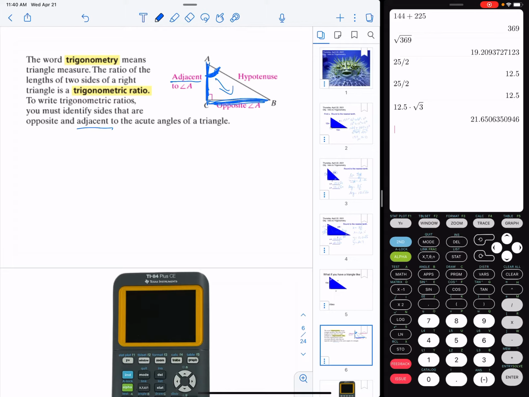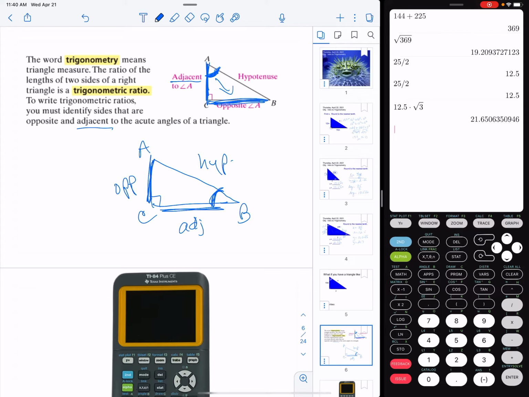Okay? Now, what if we did it the other direction? Here's this same triangle. Here's A, here's C, here's B. Okay, so this is still going to be the hypotenuse always. But what if I chose angle B instead of angle A? Well, then if I chose angle B, this side right here is going to be the adjacent side, and this side right here is going to be the opposite side. So opposite and adjacent are all determined by the angle which you choose. And you have to understand that particular idea when you're dealing with trig ratios. So let's talk about what those are.